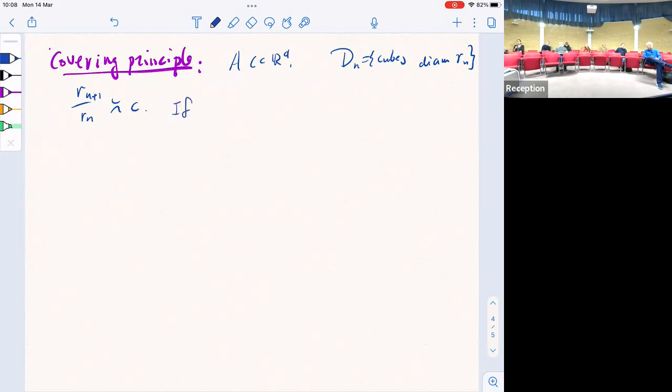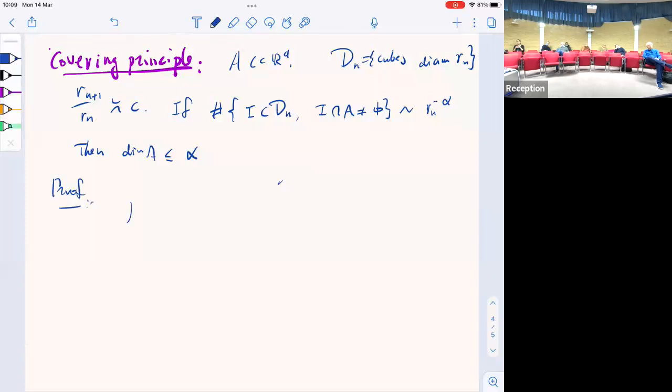So if we try to cover the set A with all the small cubes in the family of sets B_n, and if we count this number, we have some order, something like r_n to the negative alpha. As r_n goes to 0, this goes to infinity. So from here, we conclude that the dimension of the set will be smaller than or equal to alpha. This is pretty simple to see.